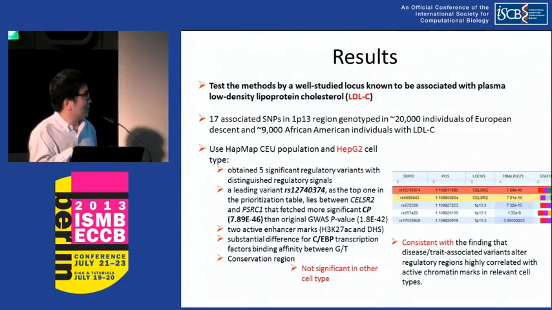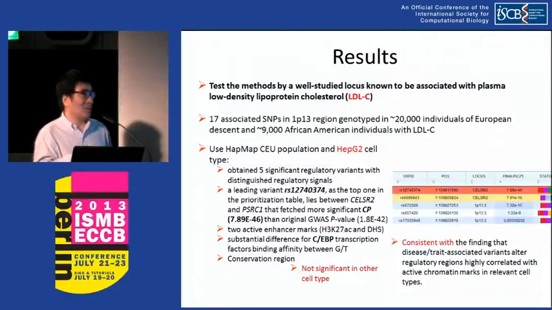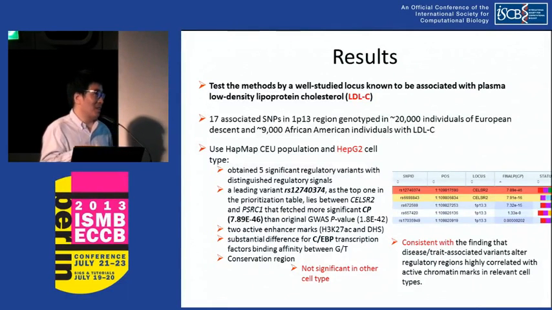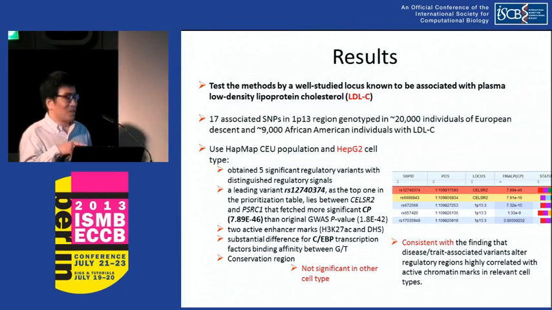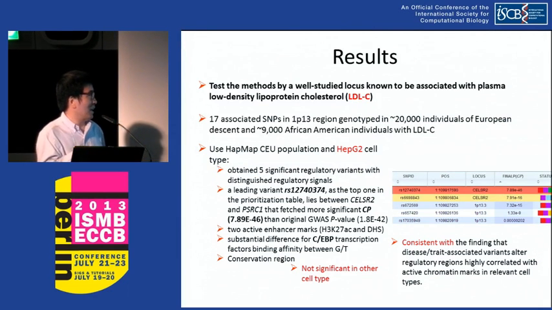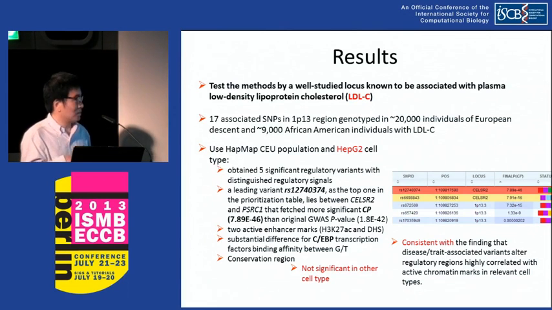And the conservation, when you use this HepG2 cell line to annotate it. But interestingly, when you use other cell lines to annotate it, you don't find this signal. So that shows you the tissue-specific annotation, if you use these epigenetics and chromatin interaction marks. Okay.